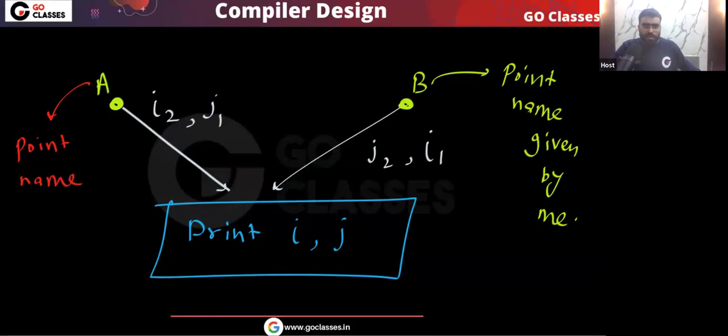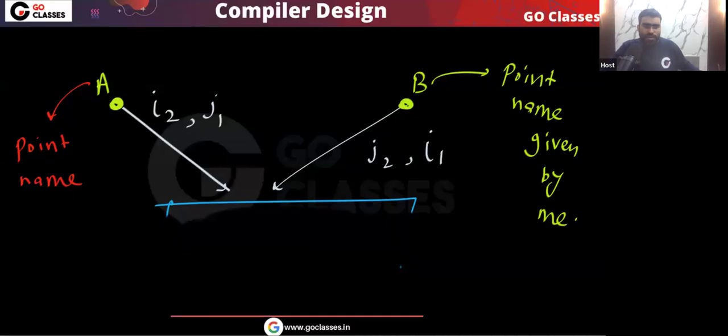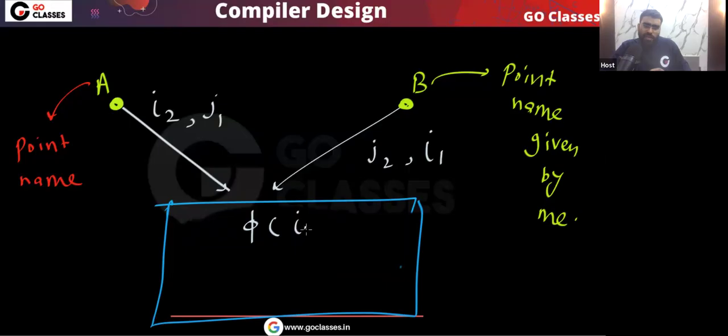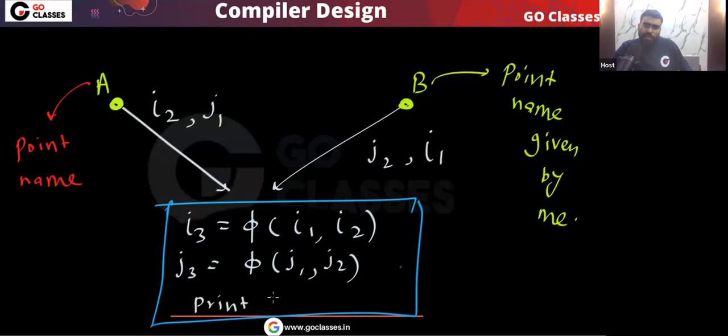Now notice one thing. I'm using the phi function that you already know. So you tell me, can I put the phi function like this: I1, I2, I1, I2, and J1, J2, and J1, J2. Will this be correct or not? And then you print I3, J3. Tell me, will this be correct or not?